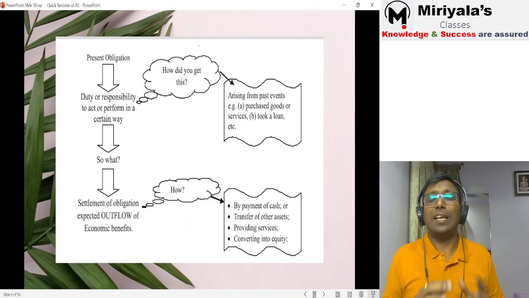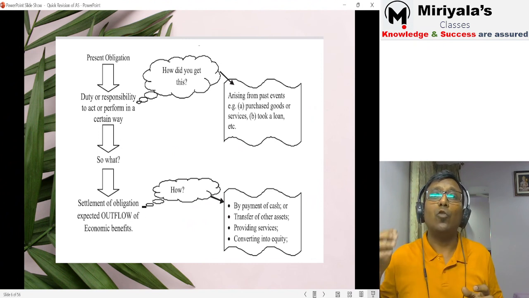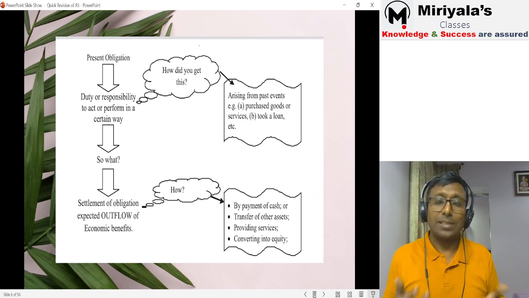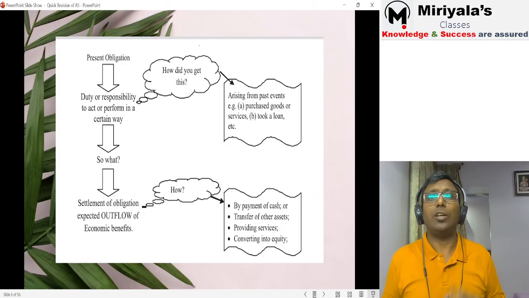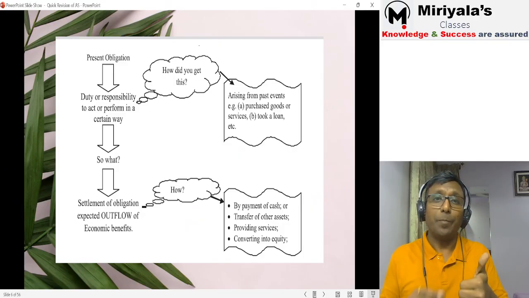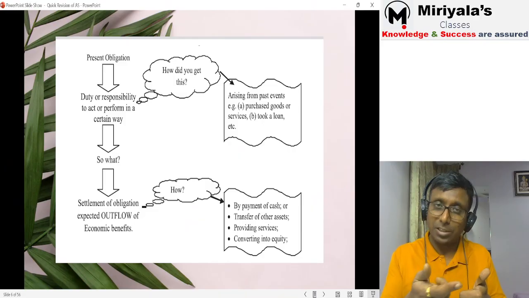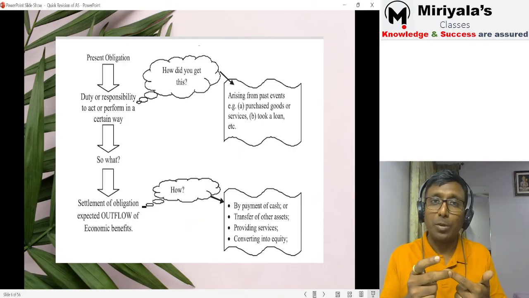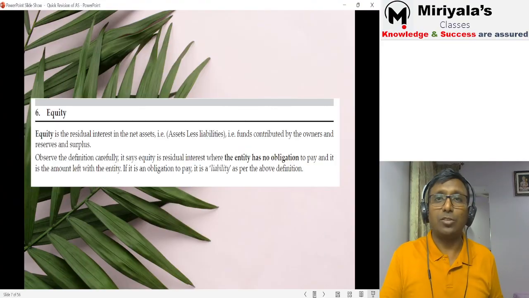In the same way, what is a liability? A liability is a present obligation arising from a past event, with expected future economic benefit outflow from the entity. When do you recognize a liability? When you satisfy two conditions: when there is a probable future economic benefit outflow, and at the same time it can be measured reliably.